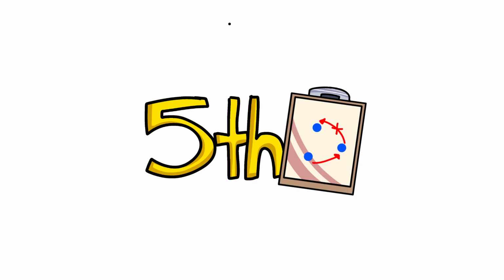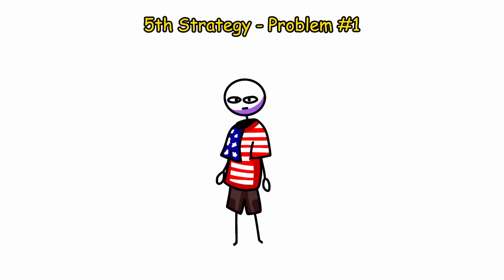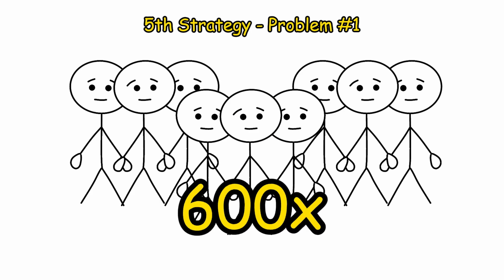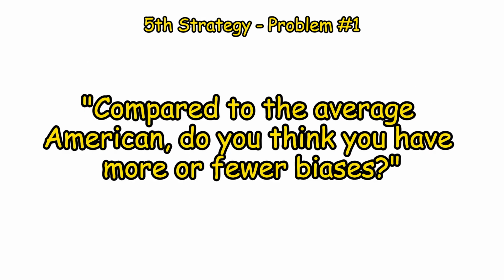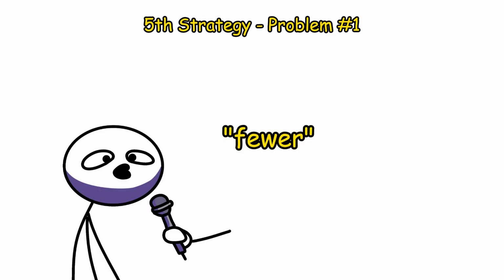The fifth strategy makes us filter information by noticing the flaws in others more easily than we notice our own. Imagine living in the United States and finding yourself in a room with about 600 people. You're asked a question to which you must respond honestly. Compared to the average American, do you think you have more or fewer biases? What would your answer be? You would probably say fewer. How do I know that?